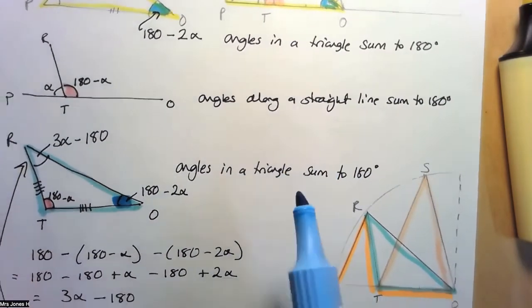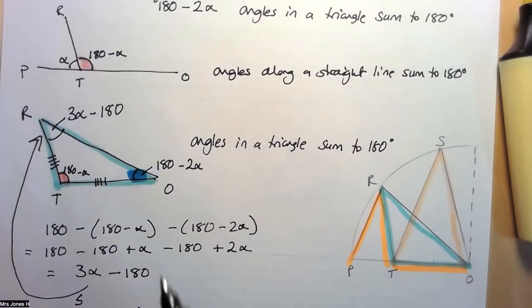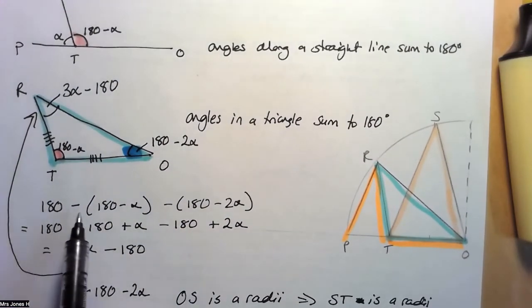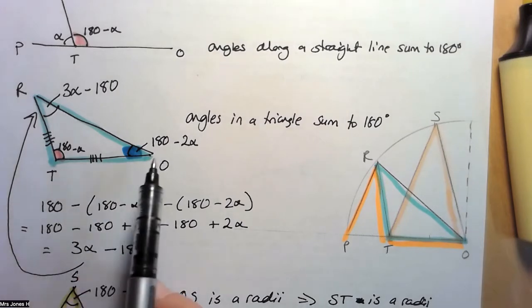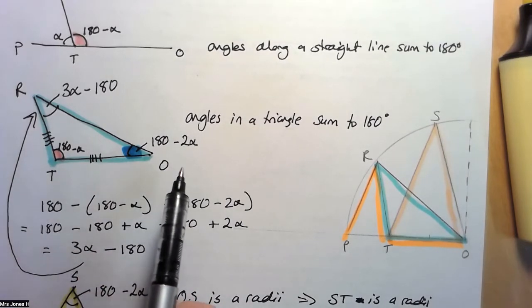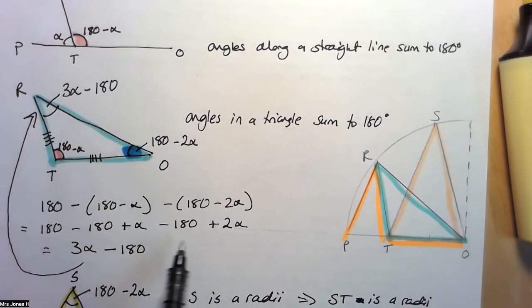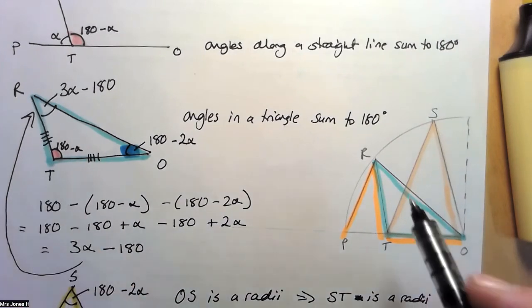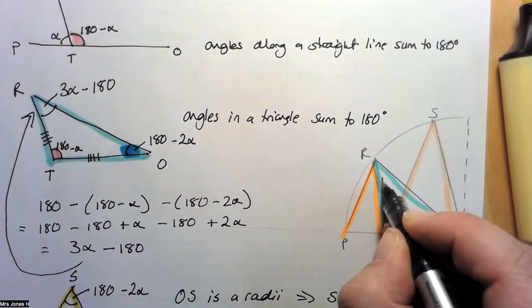And therefore we can use angles inside a triangle to find out what this is. We take 180 subtract this. Of course, you can add them together if it's easier, which it probably is in this case. Simplify it, we get to 3 alpha subtract 180, which is this angle up here. So we now know what this angle here is.